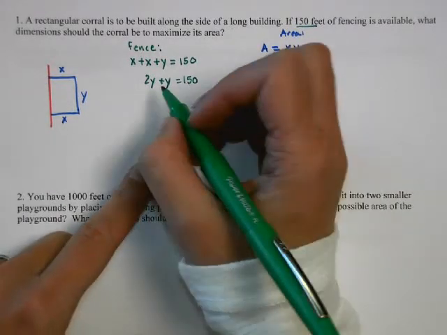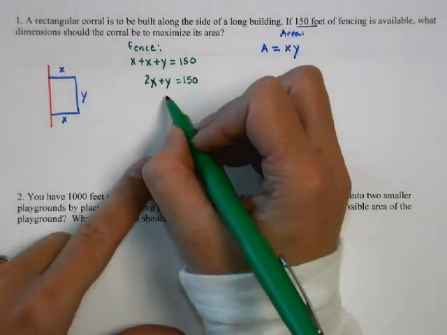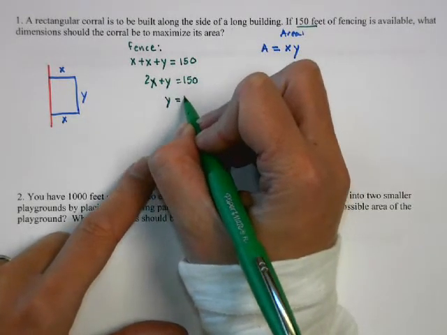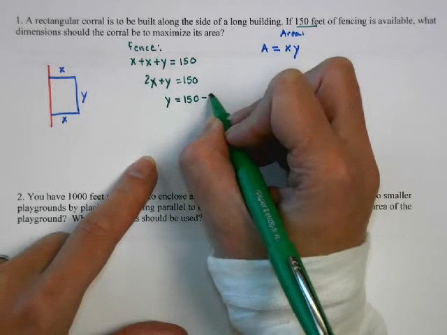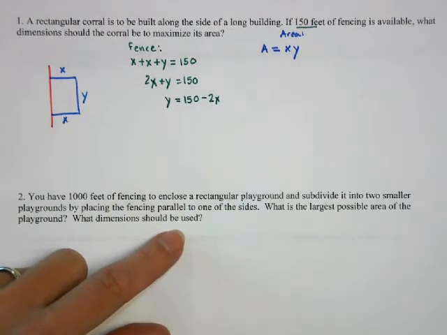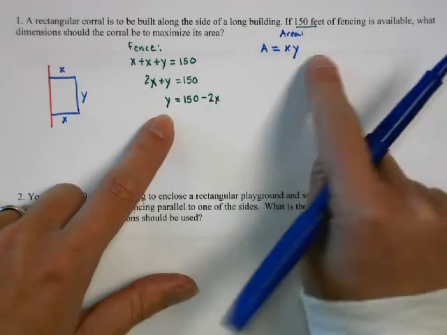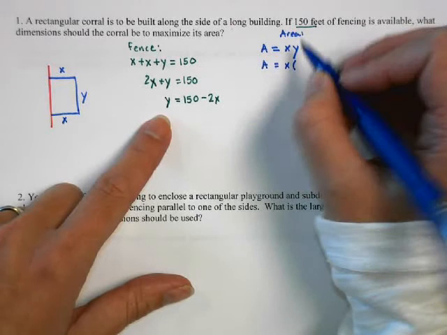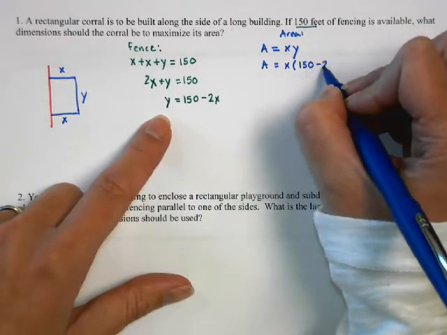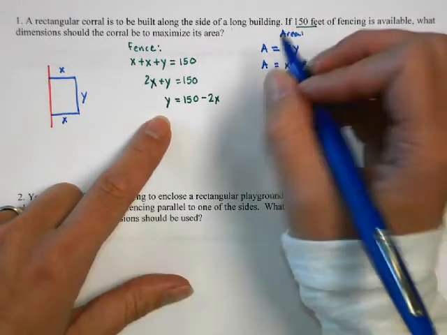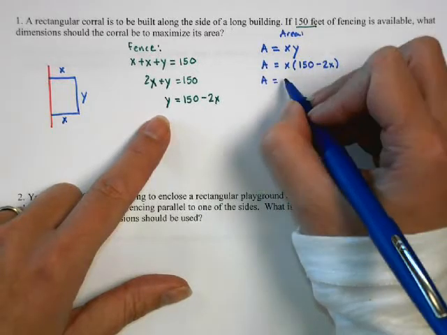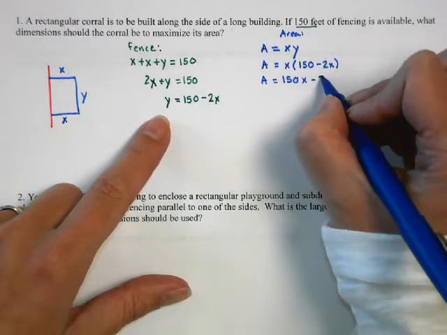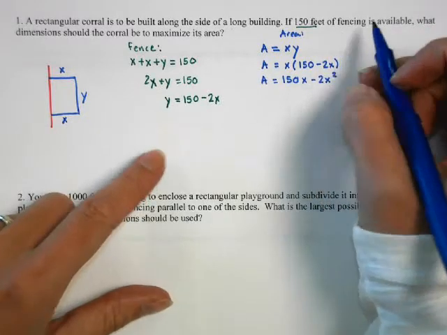So I'm going to come back over here. That should have been a 2x. Solve for one of the variables so I can replace it. So I'm going to say y equals 150 minus 2x. I'll take that and substitute it in over here. So A is going to equal x times (150 minus 2x). Do a little bit of simplifying: 150x minus 2x squared.